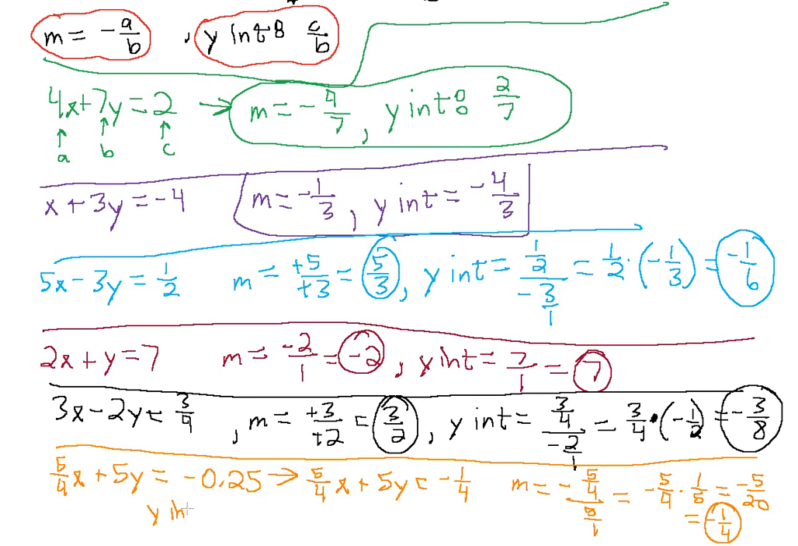Our y-intercept, and that's going to be c, which is -1/4, divided by b, which is 5. Let's go ahead and write that as 5/1. I'm sorry, we're running out of room here. -1/4 times the reciprocal, which is 5/1. And that gives us -5/4. And that's all there is to it.